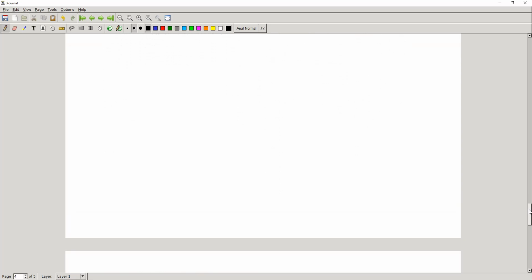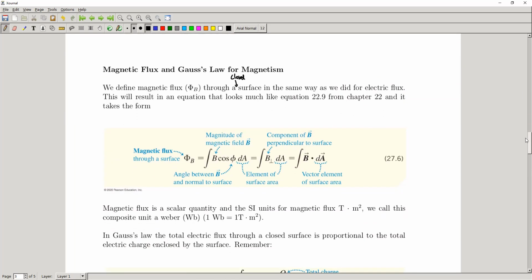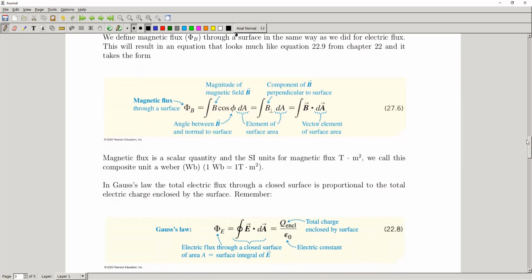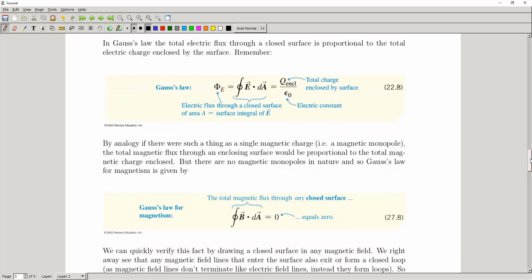So really, that's basically it for this section. We want to refamiliarize ourselves with this idea of flux. This is our magnetic flux. It's basically the same equation as our electric flux. We want to remember Gauss's law for electric charge, and that there is an equivalent idea for magnetic charge, but there is no such thing as a single magnetic charge, so we end up with a zero on the right hand side, right?